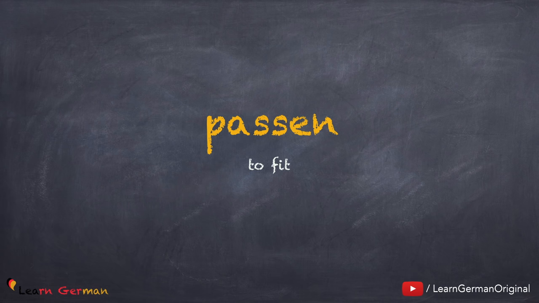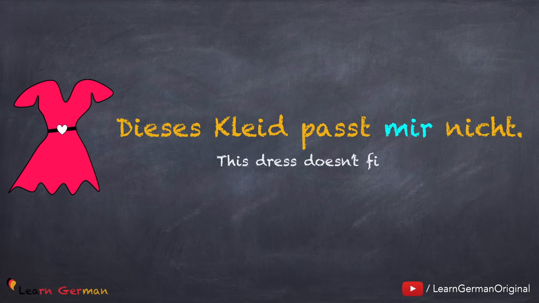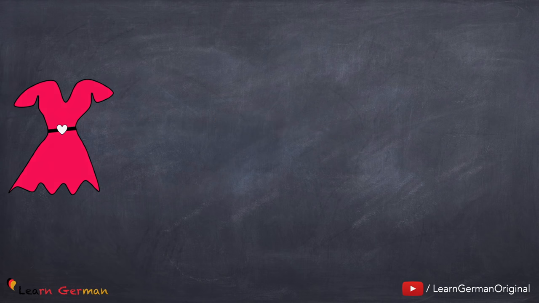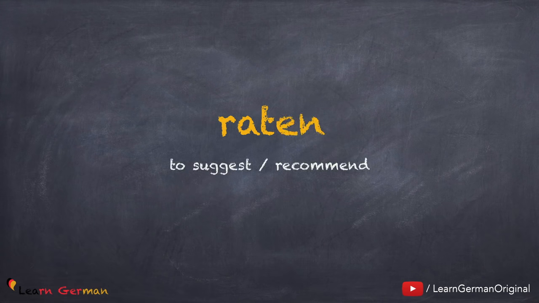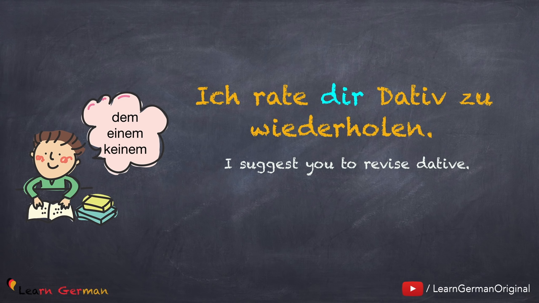Passen. Let's see how to use it. Dieses Kleid passt mir nicht. In this case, dieses Kleid is the nominative subject and mir is the dative object. As you can notice, there is no accusative object because Verben mit Dativ need only the nominative and the dative object. This verb in this context can be used for clothes, shoes, etc. The next verb is raten. And here's a sentence. Ich rate dir, Dativ zu wiederholen. This verb is very commonly used when you're giving a suggestion to someone.